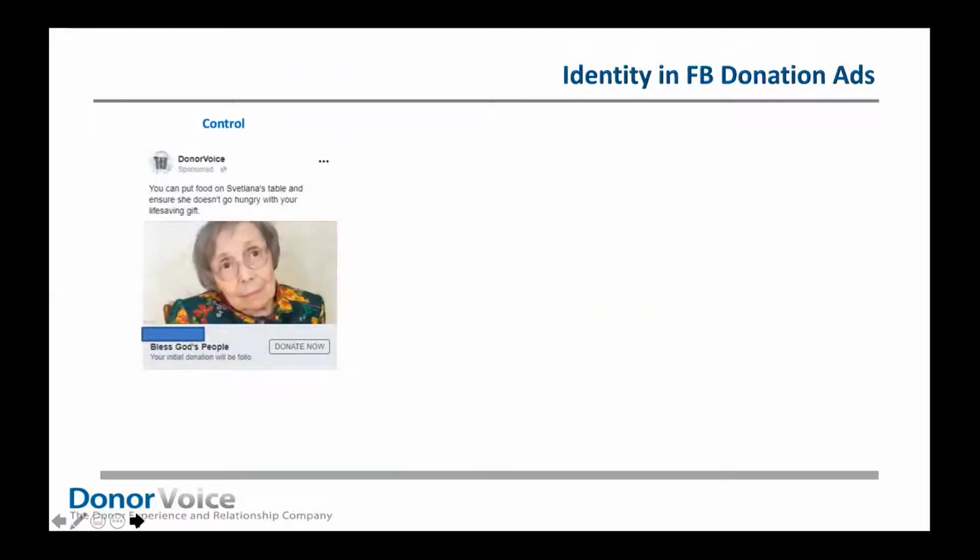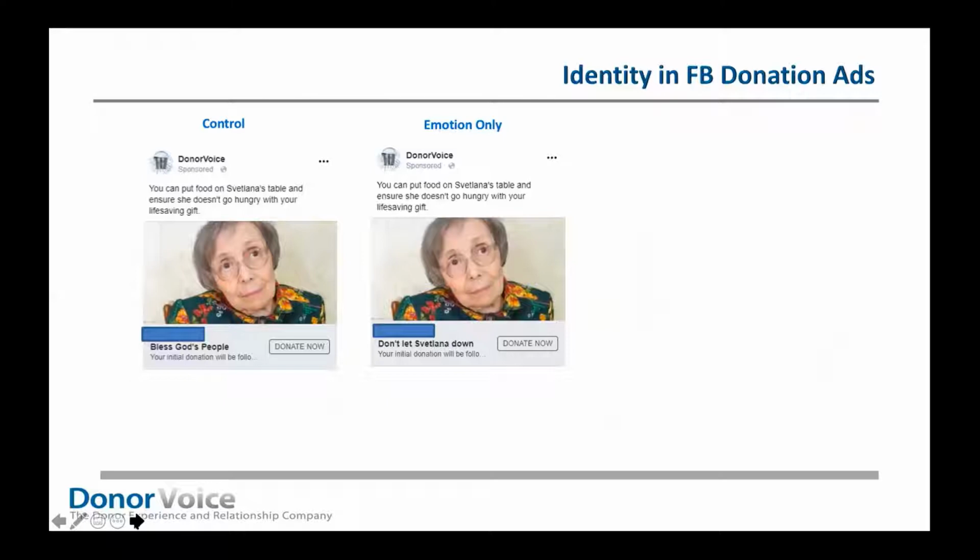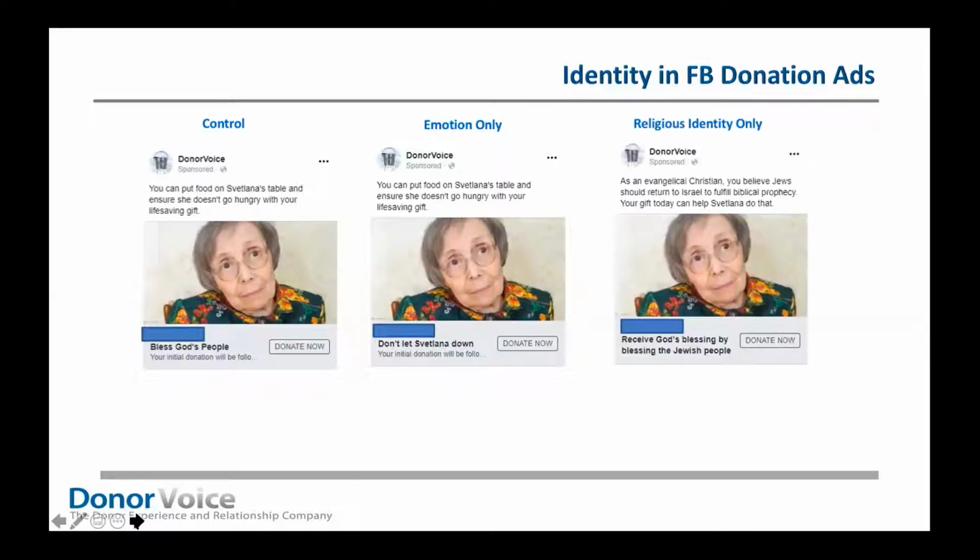We did the same with Facebook ads for a religious organization in the US. The control ad was a mix of emotional message, you can help Svetlana find food, and religious message, you bless God's people. And against that, we tested an ad that was focusing just on emotion. So it was only focusing on helping Svetlana find food, and an ad that was focusing only on the religious identity. As an evangelical Christian, you believe Jews should return to Israel to fulfill biblical prophecy. Your gift today can help Svetlana do just that.